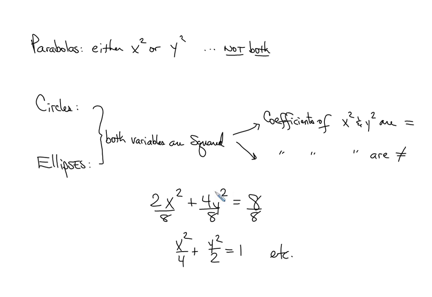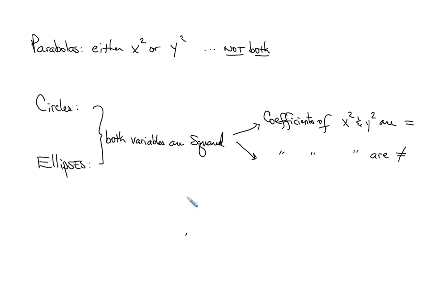What if you got one that looked like this? x squared over 12 plus y squared over 12 equals 1. Why a circle? Because they're both x squared and y squared, and their coefficients are equal. They both have a 1/12 attached to them. Right? We're dividing both by 12. So this is actually a circle, even though it's written like an ellipse with the equals 1.